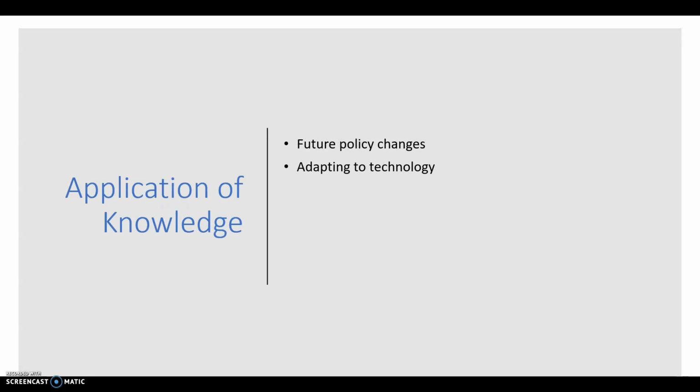So, the application of knowledge. Now that I have this knowledge, what could I do with it? How could I further it? Well, future policy changes, especially with cell phones. We could allow cell phones in the classroom. But it would be interesting to research, now that we have these cell phones in the classroom, what can teachers do with them? They've got to adapt to the technology.